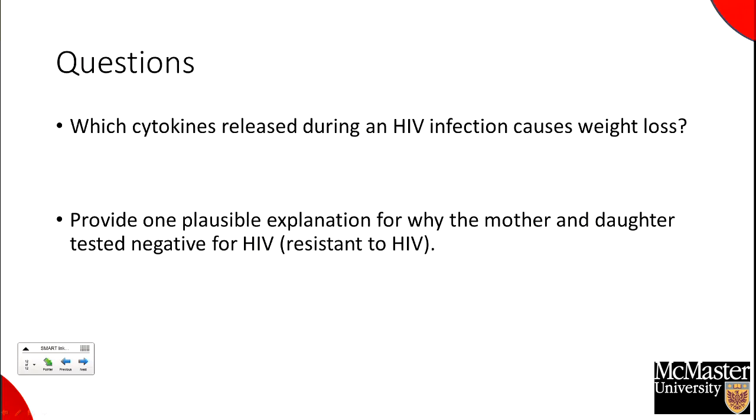So the questions are, which cytokine released during an HIV infection leads to weight loss? And more importantly, provide one plausible explanation for why the mother and the child tested negative for HIV. The answer to this has to be an immunological concept. It can't be that the guy was cheating on his wife or stuff like that. So keep that in mind. With that, I'll end. Thank you.